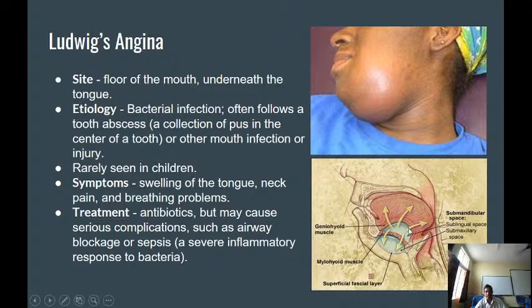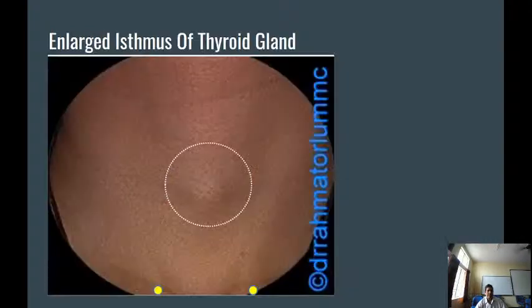And the most important thing that we need to worry about is if the infection is spreading backwards and involving the epiglottis, and there is edema of this region, there will be a respiratory embarrassment, wherein sometimes you may have to do a tracheostomy. And the treatment is with antibiotics, but the treatment is surgical removal of the purulent material and drainage of the entire pus. So this is the treatment of Ludwig's angina.